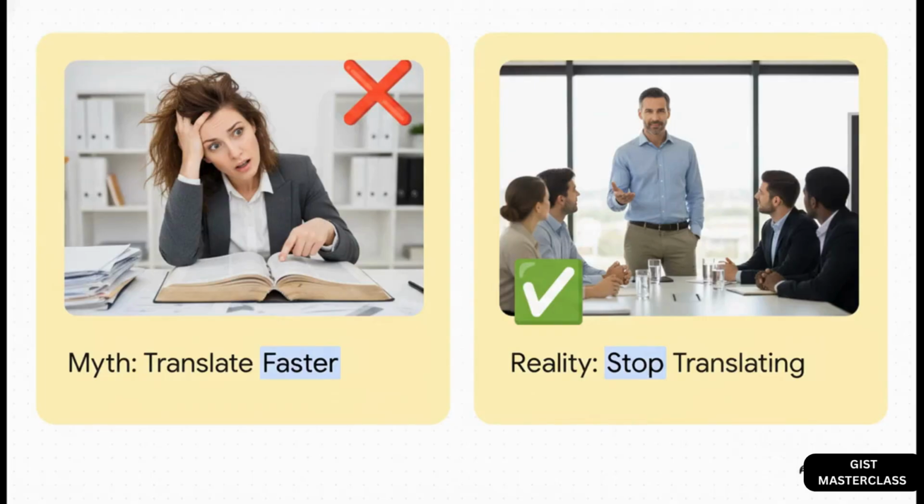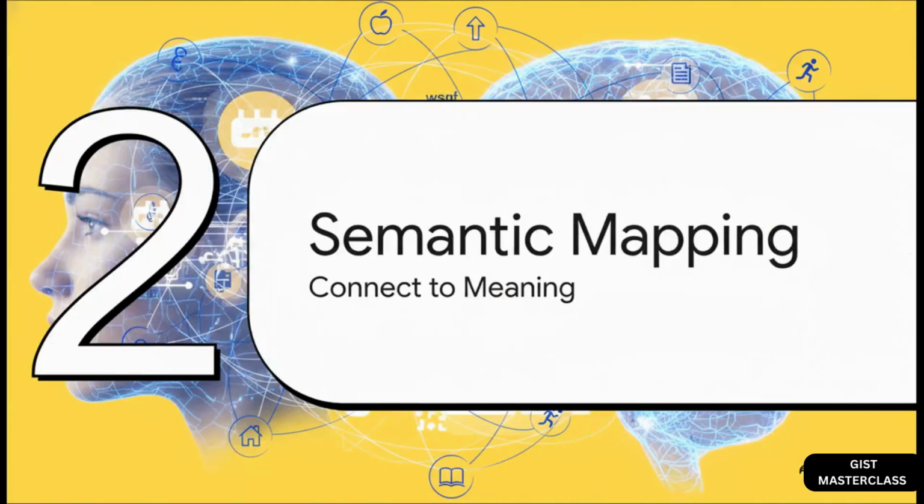So, if you take away one thing, it's this. Our goal is not to somehow force our brains to translate faster. That's a total myth. Actually, scratch that. It's a trap. The reality, and our new objective starting today, is that we need to stop translating entirely. We have to completely bypass that native language step. Which brings us to Section 2, the power of semantic mapping, connecting directly to meaning.